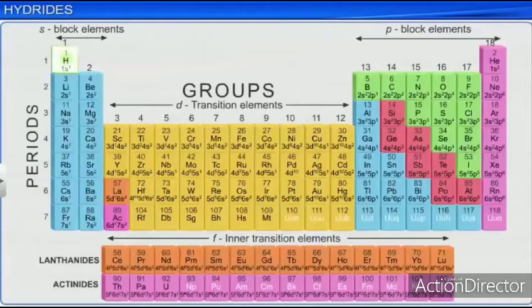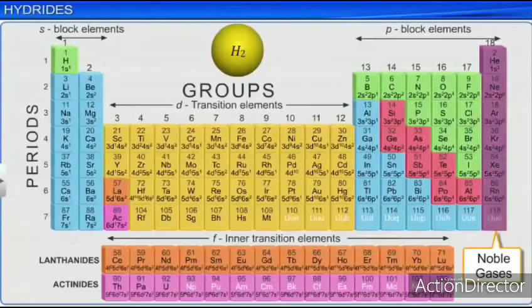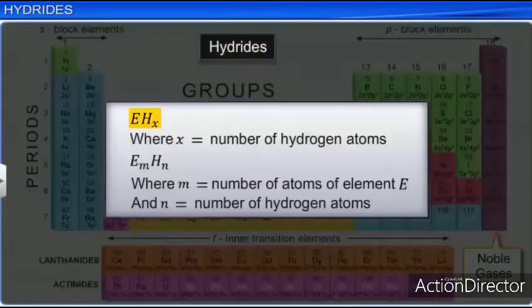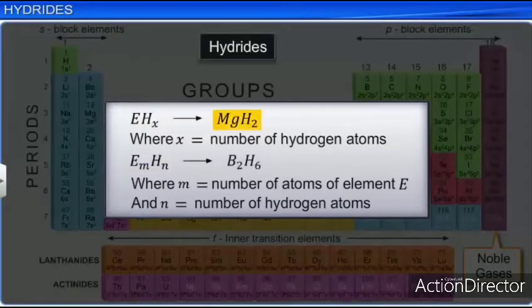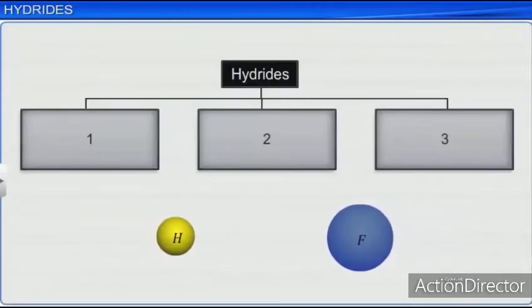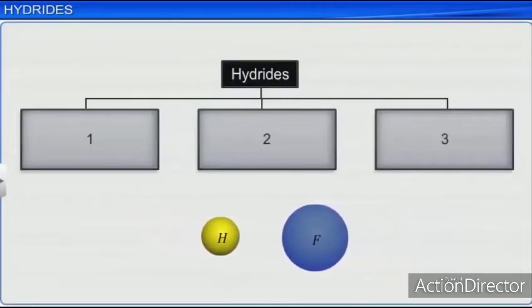You have learned that dihydrogen combines with almost all the elements except noble gases under suitable conditions to form binary compounds called hydrides. These can be represented as EHx or AMHn, where E is the symbol for an element. For example, MgH2 or B2H6. There are 3 types of hydrides depending on the behavior and the nature of the bond formed between the hydrogen atom and the element forming the compound.